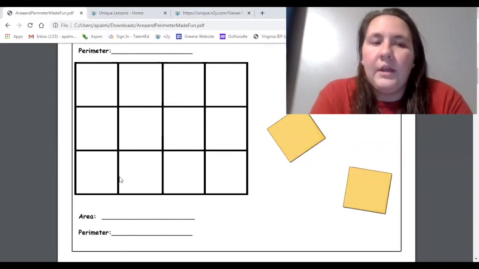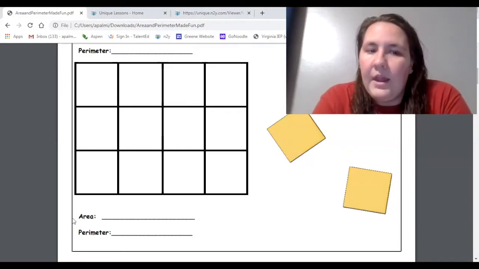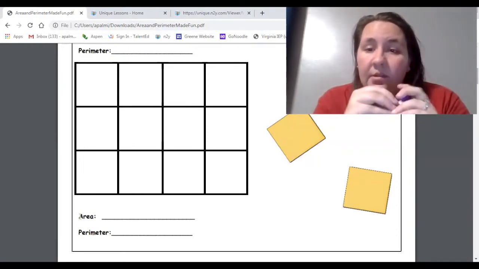So let's get started. It says in our problem that we're looking for area first. So area is on the inside or the outside?